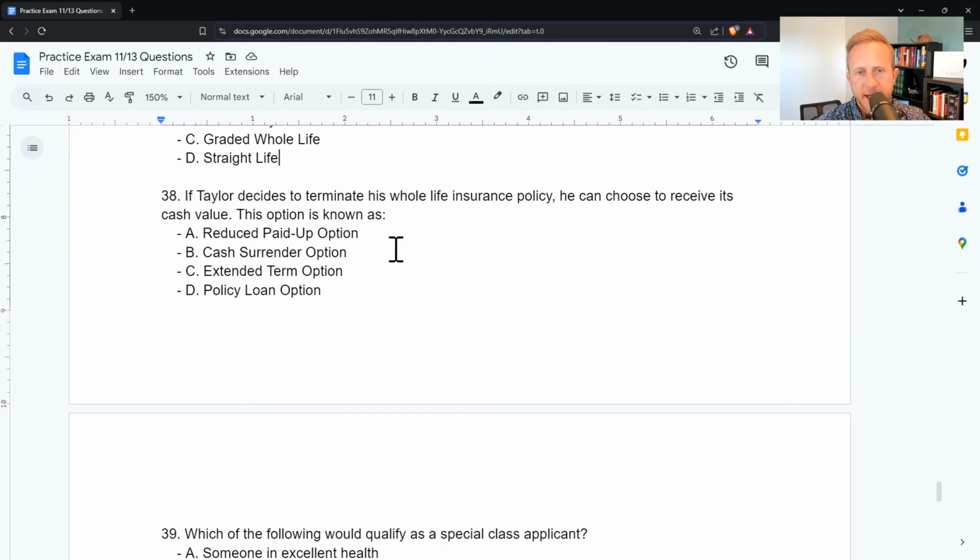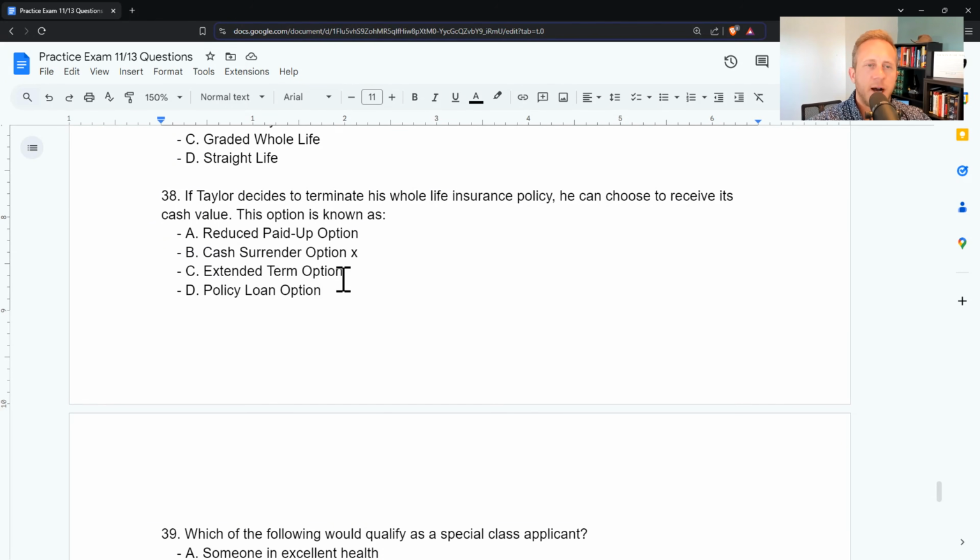Okay, if Taylor decides to terminate his whole life insurance policy, he can choose to receive its cash value. This option is known as the reduced paid up option. Nope, the reduced paid up option is when the cash value is used to buy a whole life policy with a smaller face amount that he never has to make a payment on again. The option, this would be cash surrender option, because in the cash surrender option, you receive the whole cash value. You surrender the cash to yourself.